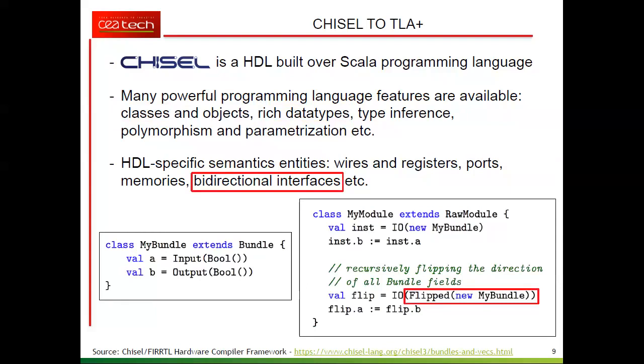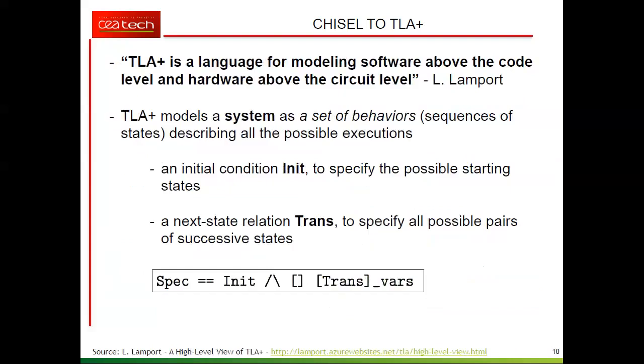All right, so we have, on one hand, this kind of language. And for the target one, the keyword for our transformation is traceability. We really want a formal specification, but in a readable form, so we preserve as much as we can the way the original code is constructed. For this we would use TLA plus from Leslie Lamport, who describes it best. It allows you to specify or model hardware above the circuit level, which in a way is what Chisel is doing, providing these high-level constructs, right?